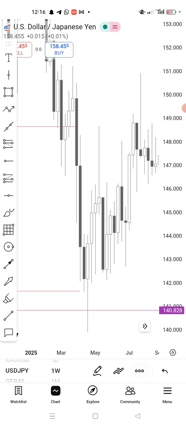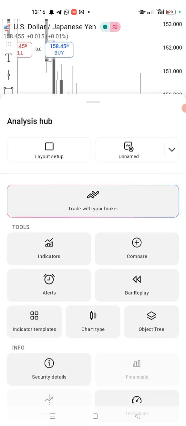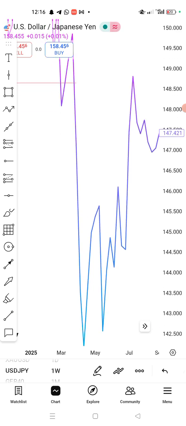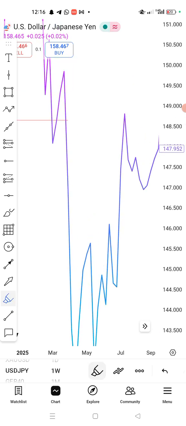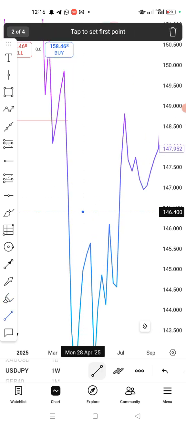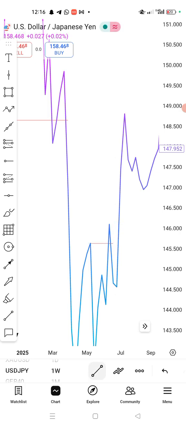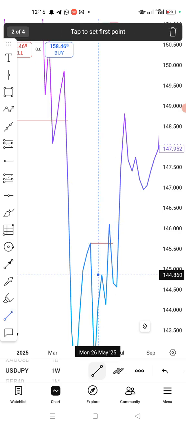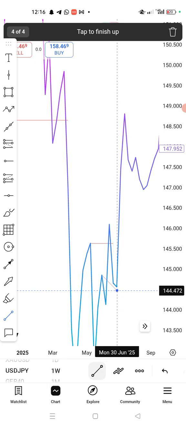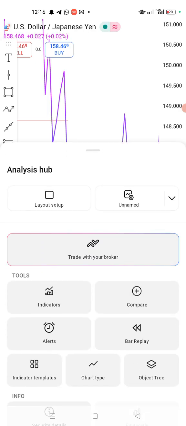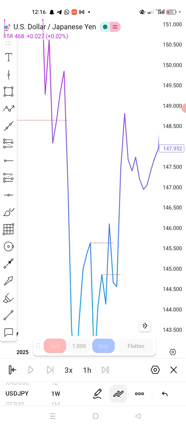Let me go to the line chart. What do I have here? I have a breakout here. I have a breakout here. I even have a breakout here. I have a breakout here. So permit me, this is the weekly time frame, I can use replay bar. Let me use replay bar and cut out some price action.